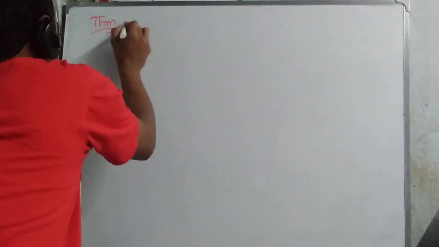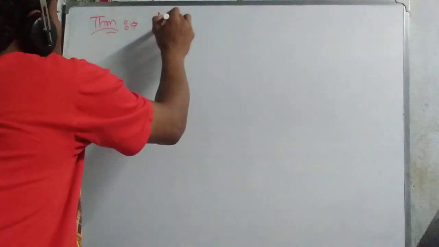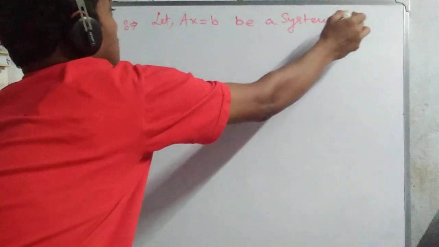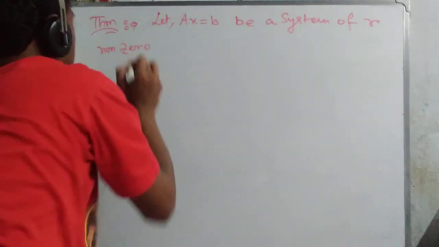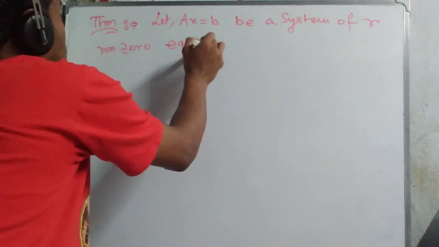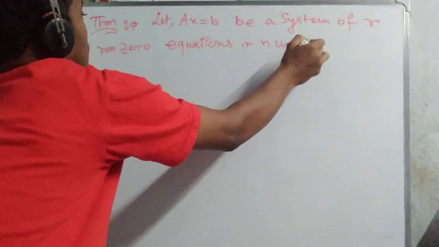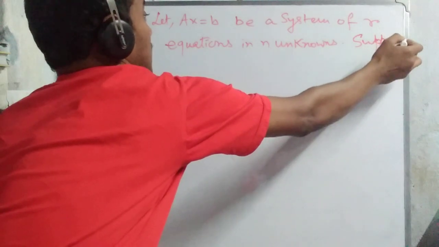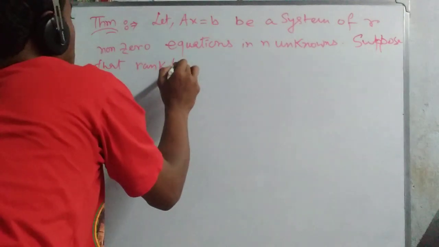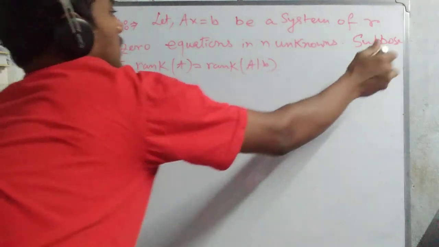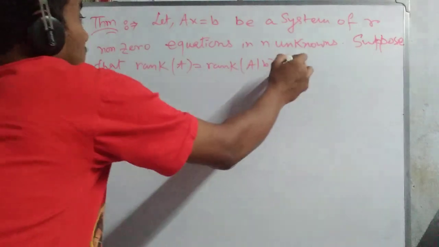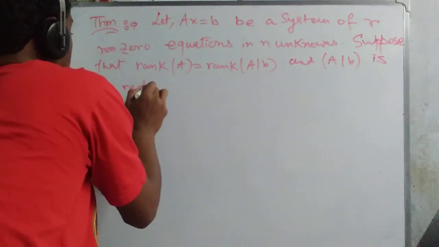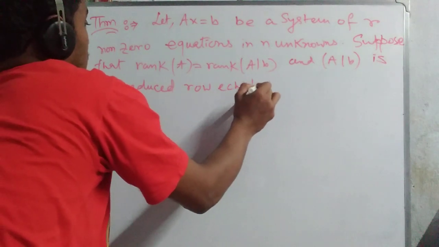The theorem we write here: let Ax = b be a system of r non-zero equations in n unknowns, and suppose that rank of A equals rank of the augmented matrix [A | b], and that [A | b] is in reduced row equivalent form.